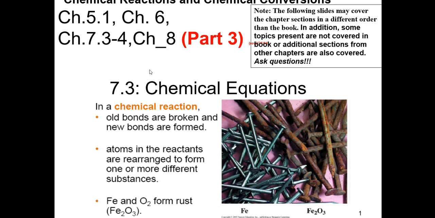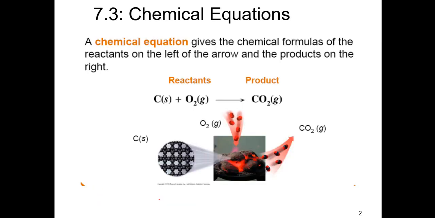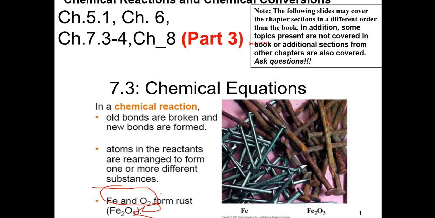So iron rusting is an example of a chemical reaction. We started with iron and oxygen, and then it formed iron oxide. Now you can already predict the product from the reactants in a chemical reaction. So if we started off with iron and oxygen, then you can predict iron oxide.